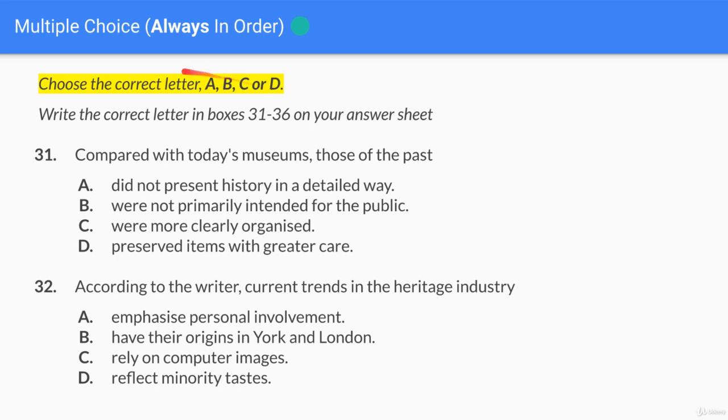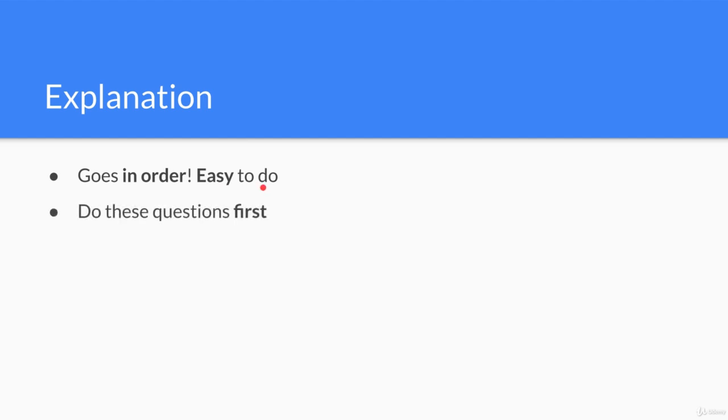These questions always go in order, and as you can see from the green dot here, they are rather simple to do. Here's a bit of explanation about this question type. These questions always go in order, and they are easy to do. So naturally, if you see these questions, then you should do them first.